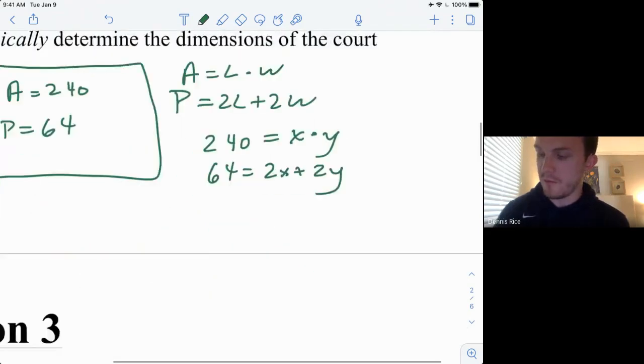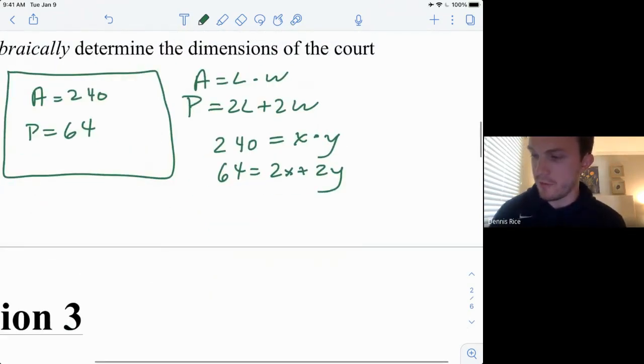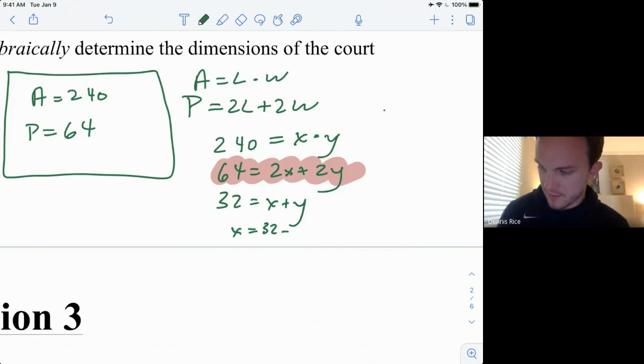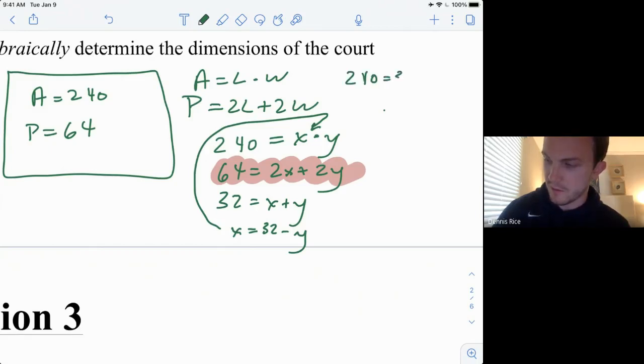Okay, so now what you would do, I usually work with the perimeter one because that one's going to be easier to work with. If you solve the area one, you get a fraction by itself, so that's a little bit more annoying. So let's work with the perimeter. I divide everybody by 2 because everybody's even. And now let's solve for x. I'm going to subtract y from both sides, and you get 32 minus y. Now we're going to take that and plug it into the other one, replacing x with what we know x is equal to, 32 minus y.